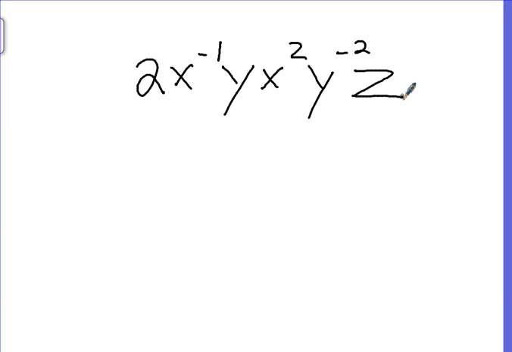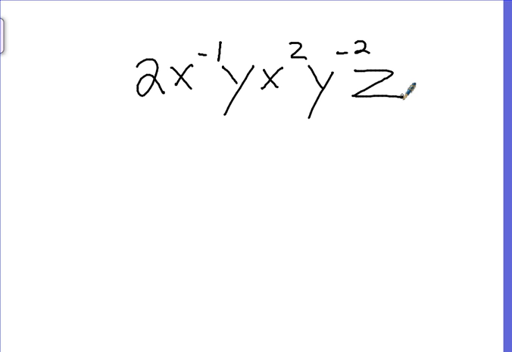Now let's try something completely different. We write out a problem. So we have 2x to the negative first power, y x squared, y to the negative second, z. Okay? We got a problem written out. Now, they're going to say, write this problem out with positive exponents. Now, how do we make those negative exponents positive? What do we make them into?